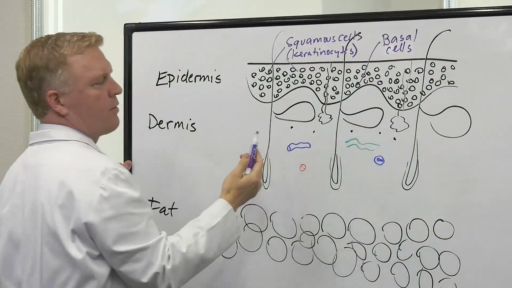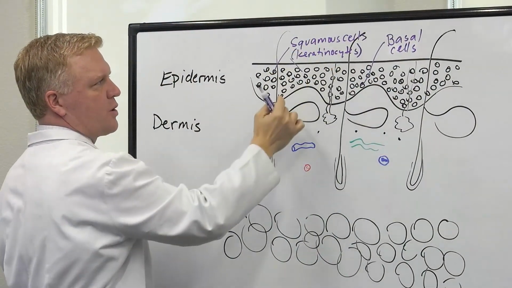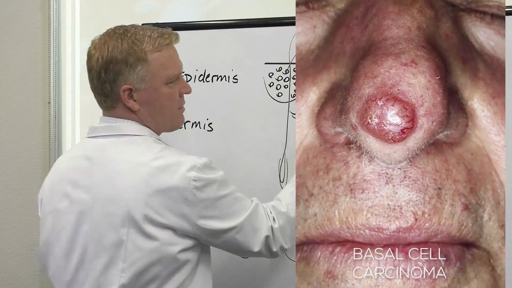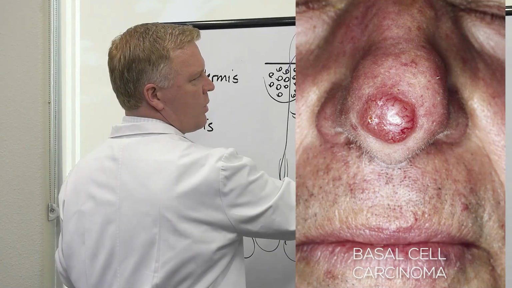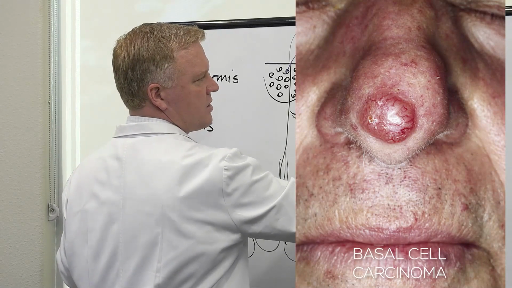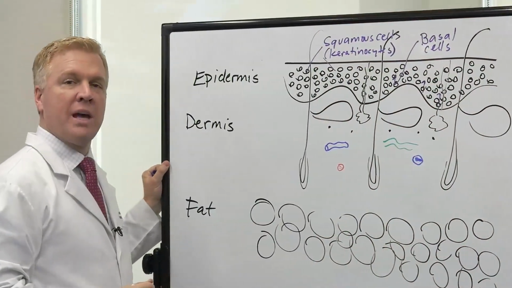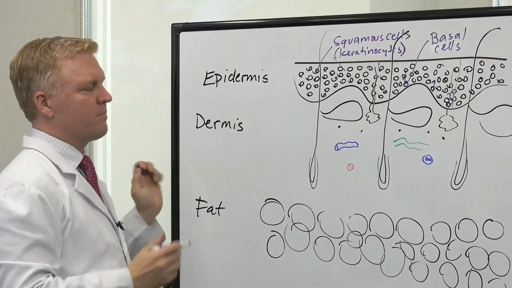You can see how, for example, squamous cell carcinoma arises from these cells, whereas basal cell carcinoma is going to arise out of this basal layer of cells, which are basically giving rise to new keratinocytes all the time as the bottom layer, or the basal layer, of the epidermis.